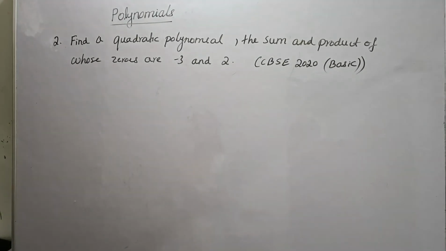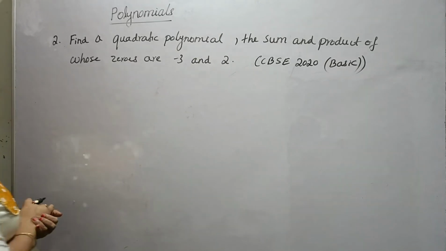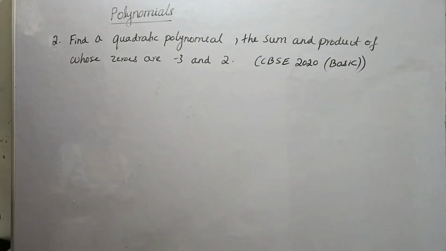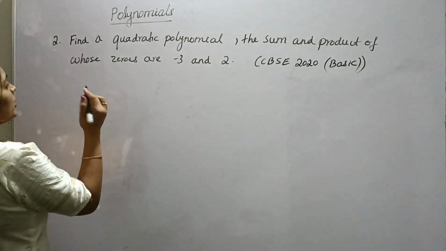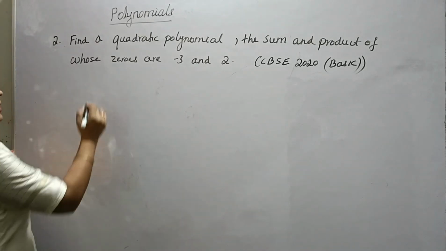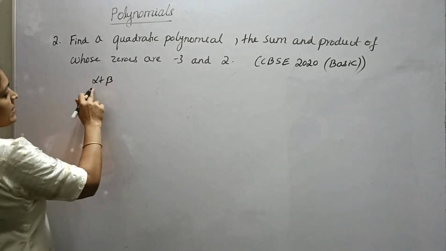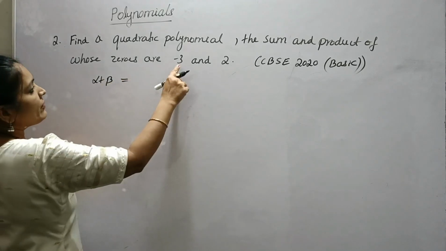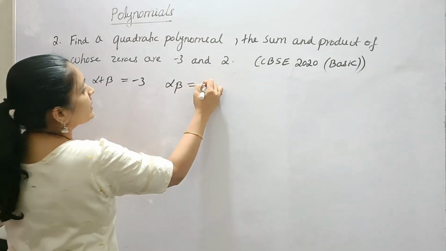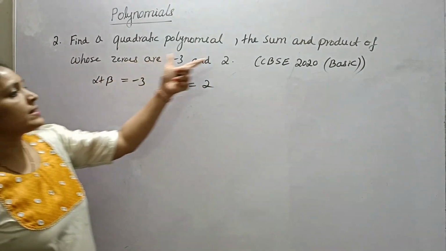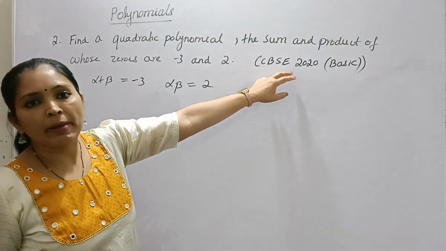Look at the next question, an easy question. Find a quadratic polynomial, the sum and product of whose zeros are minus 3 and 2. If alpha and beta are the zeros of the polynomial, alpha plus beta, that is the sum of the zeros, is given as minus 3. And the product of the zeros, alpha into beta, is equal to 2. Okay, it's a CBSE 2020 basic mathematics question.